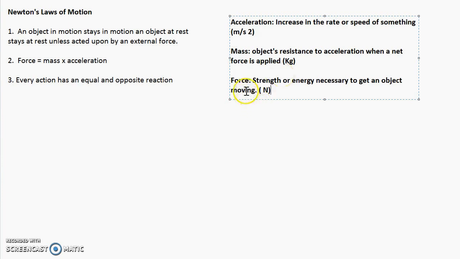But the next big word is going to be force. And force is the strength or energy necessary to get an object moving. And that's going to be measured in newtons. Now, the amount of force needed depends on the amount of mass that you have. The greater the mass, the greater the force. In addition to that, if you want something to accelerate faster, you will need to apply more force, even if it has a lighter mass.